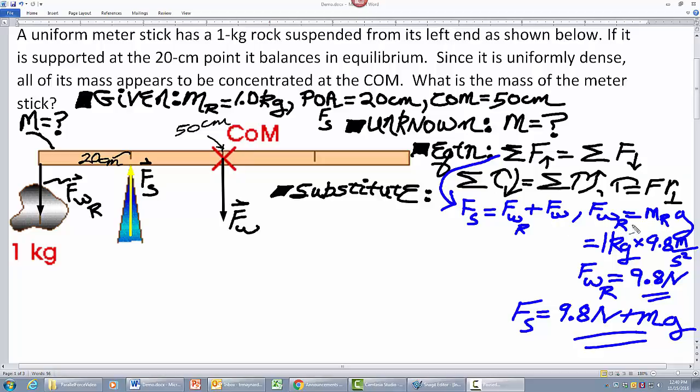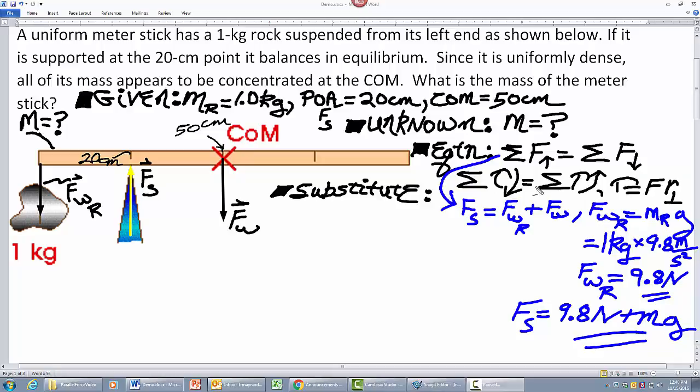The weight of the rock is the mass of the rock times the acceleration of gravity, and we know the mass of the rock is 1 kilogram. We substitute in for that. 1 kilogram times 9.8 meters per second squared, we get that the weight of the rock is 9.8 newtons. Therefore, we can write that the supporting force is the weight of the rock, or 9.8 newtons, plus the weight of the meter stick, which is mass times the acceleration of gravity, where the mass is the mass of the meter stick. This is what we want to find. We have one equation and two unknowns here, so we're stuck.